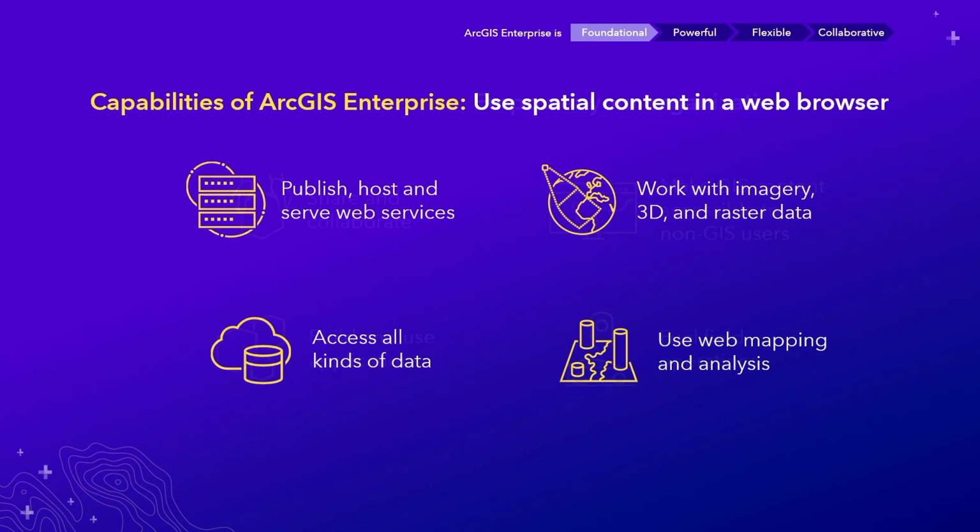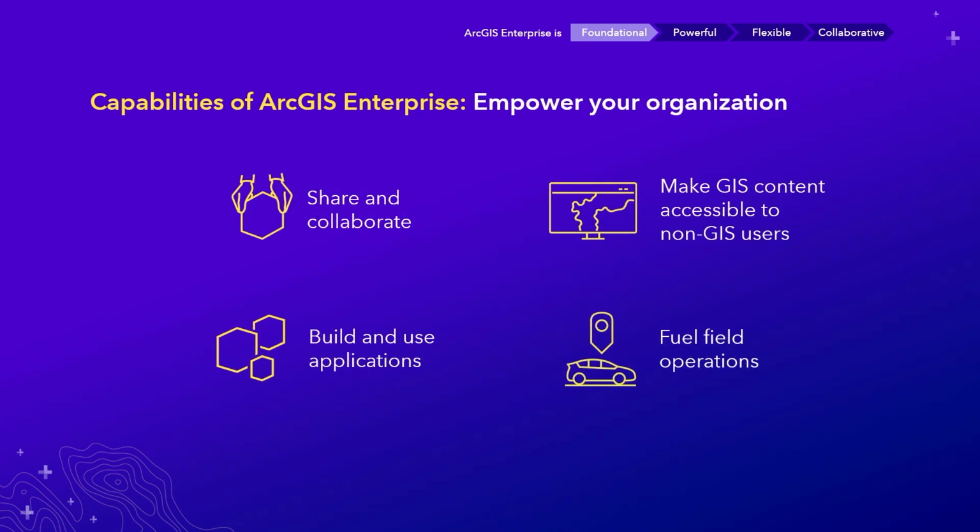The next capability category is about going a step further and empowering your organization to do things they wouldn't be able to do by themselves. You can share and collaborate in powerful ways and make it very easy for non-GIS users to access and make the most of GIS content. For those of you who have field workers, you're able to connect your field operations to ArcGIS Enterprise. And there are a number of really cool features that allow you to empower your field workers. And lastly, you're able to build and extend your enterprise with applications.